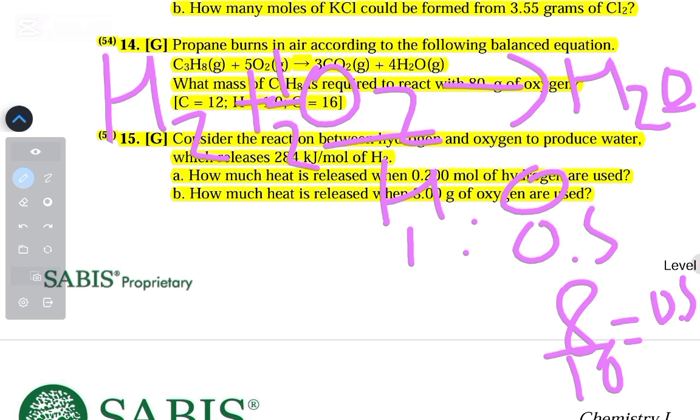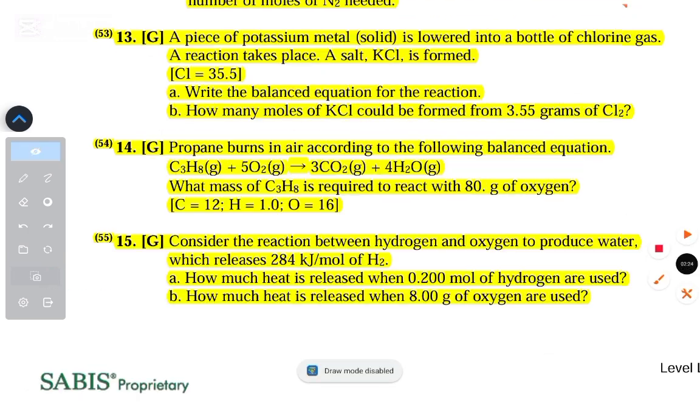Now just cross multiply. 0.5 times 1 is 0.5. So 0.5 divided by 0.5 is going to be 1. I'm crashing out again, 1 second. Alright guys, forget what I just did right now.